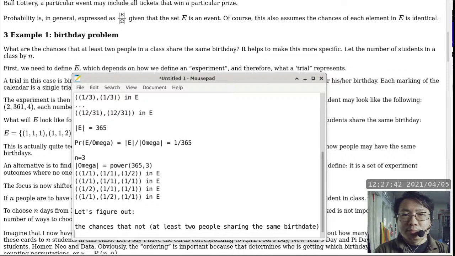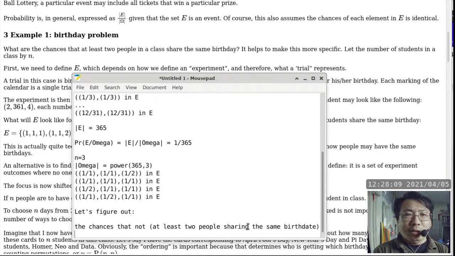In other words, we are just looking at the opposite of what we were originally looking at, because this one turns out to be a whole lot easier to describe and a whole lot easier to calculate. All right, so now we look at the chances that it is not the case that at least 2 people in class share the same birth date.